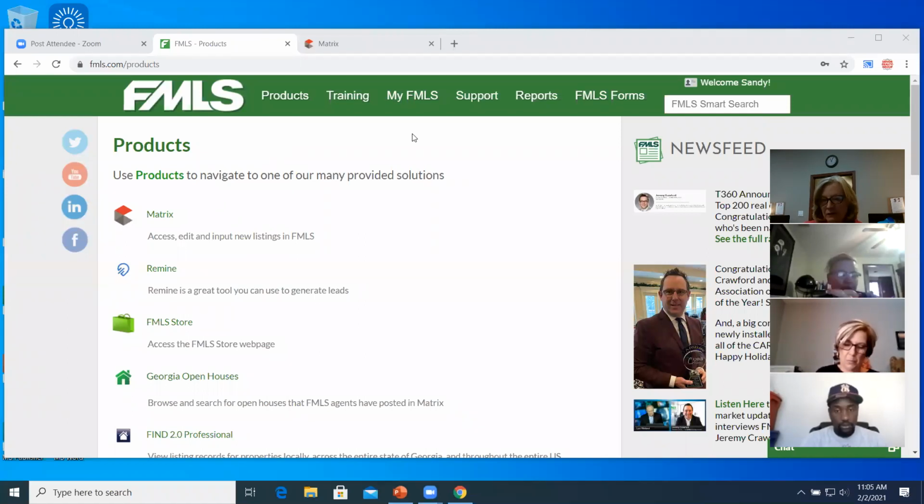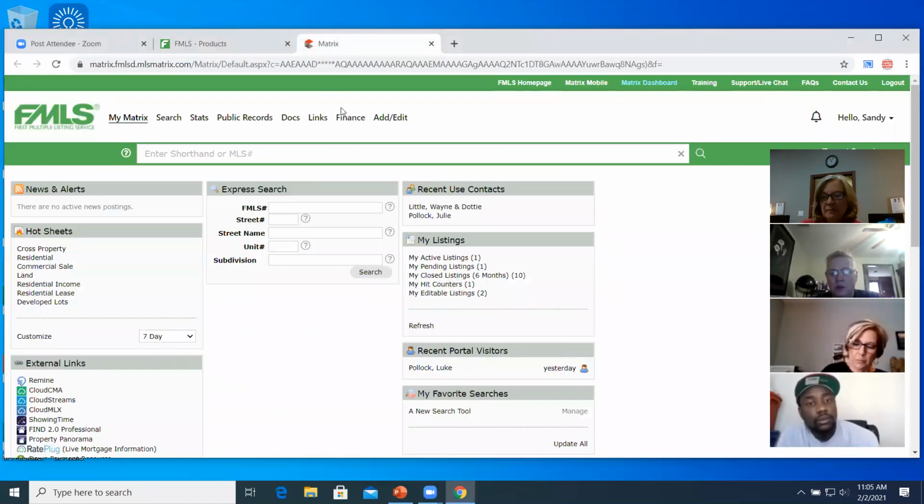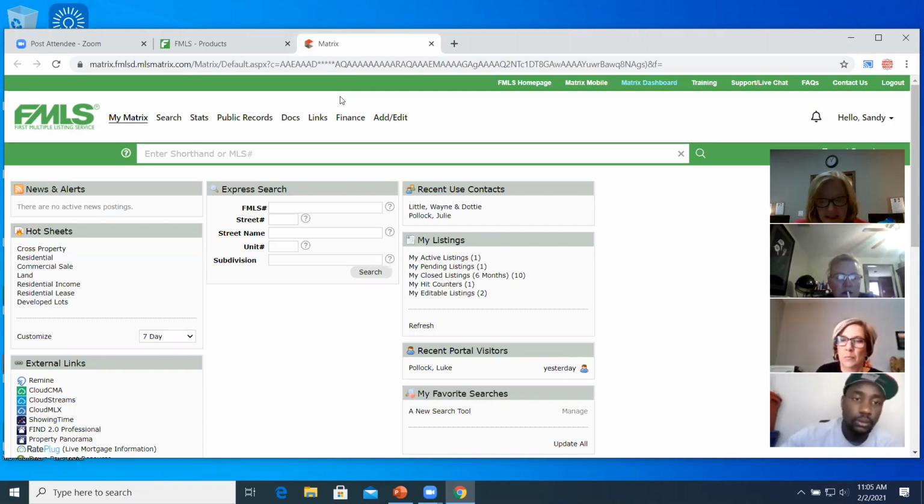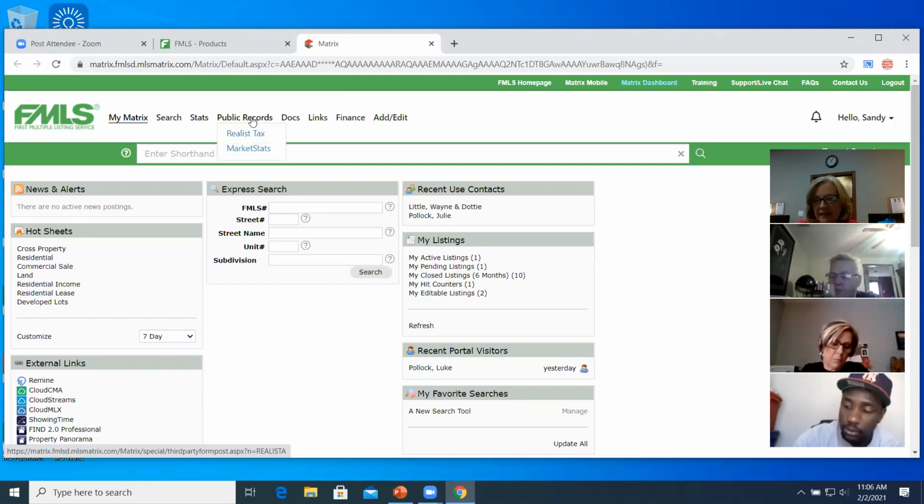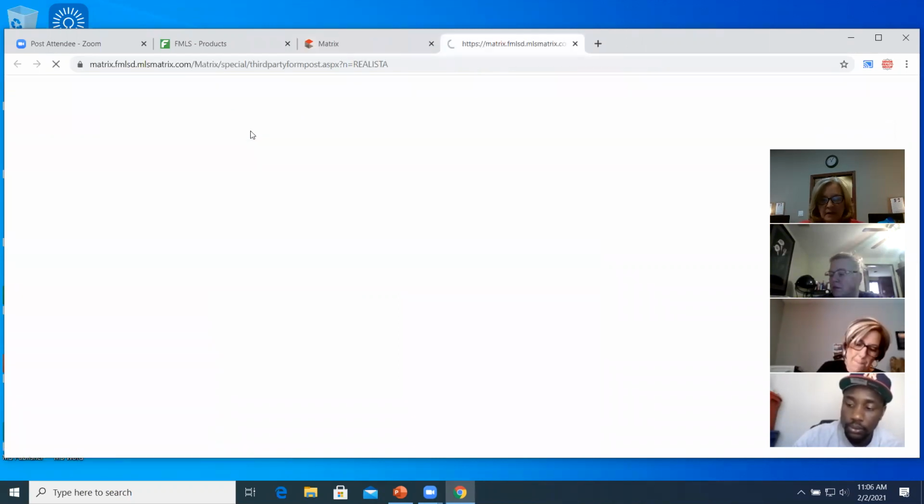So what I normally do, the first thing I do is I go to Matrix in FMLS. If this weren't an expired, I wouldn't have this, but we're going to pretend it's not. This property is in Mableton, at 600 Shannon Green Circle. The first thing I normally do is I go to the tax record. Does everybody know how to get there in FMLS? You go over to public records and you hit Realist Tax, and it brings it up.